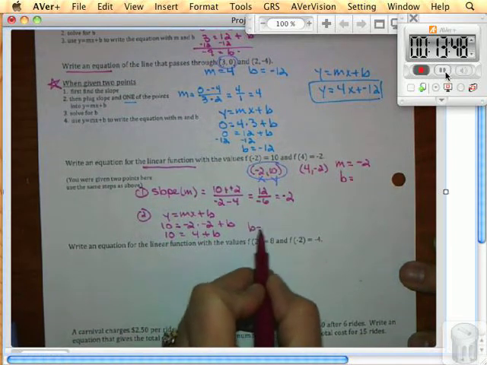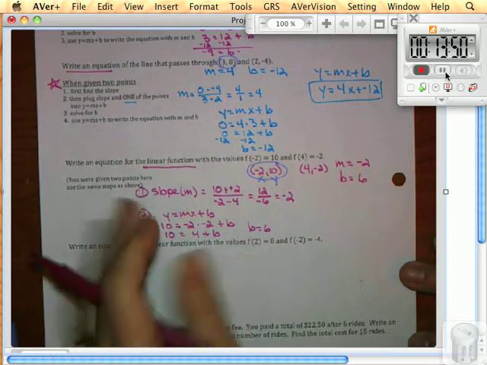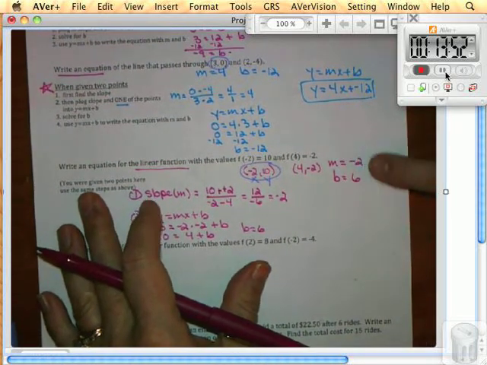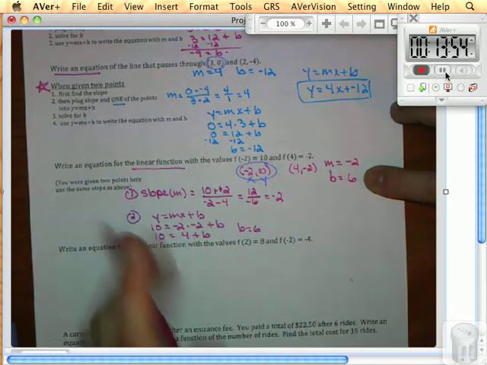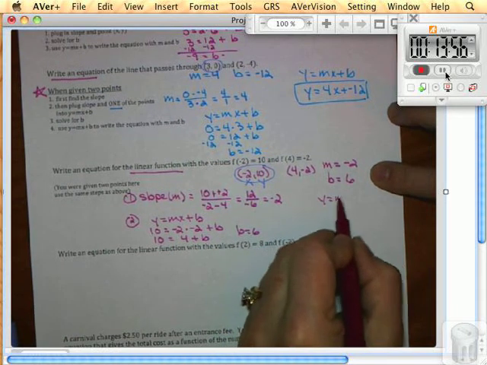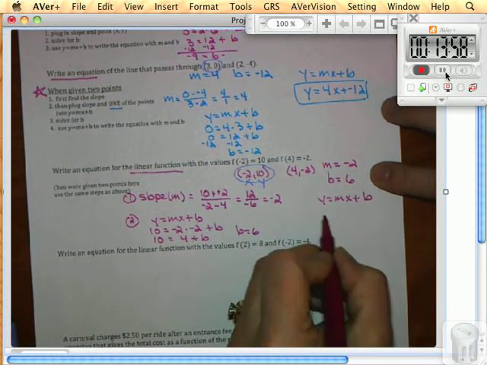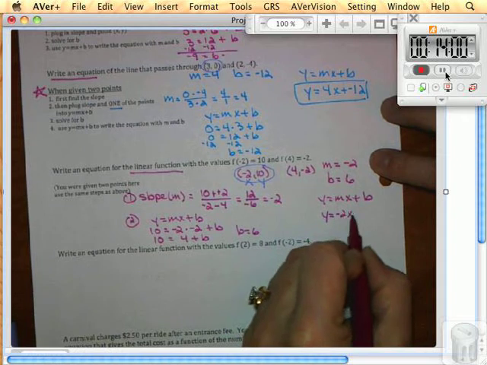So I'm going to come up here. All right, I have my m and my b. So now I'm going to write my equation. Y equals mx plus b. Y equals negative 2x plus 6.